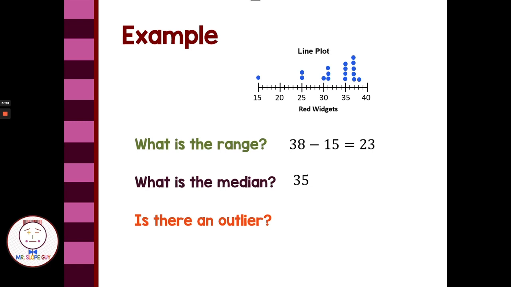Now, does this data show an outlier? For an outlier, we're looking for a data point that is much larger or much smaller than the rest. And this one has, way out here on this end, 15. There are no other points anywhere near it. So we would say, yes, there is an outlier. It is 15.